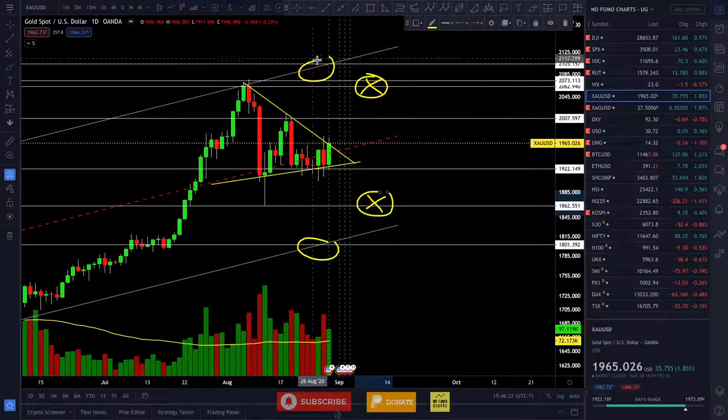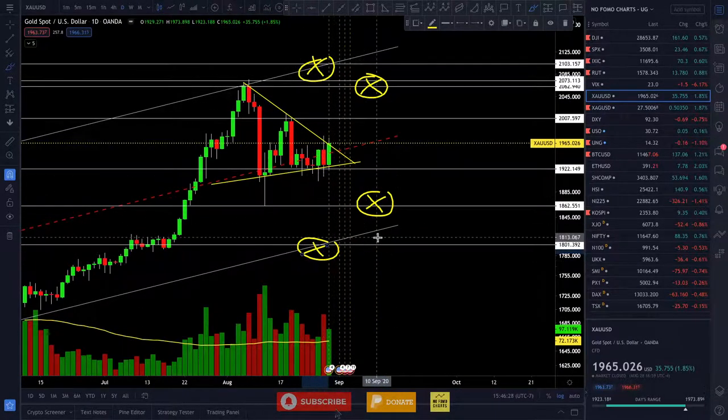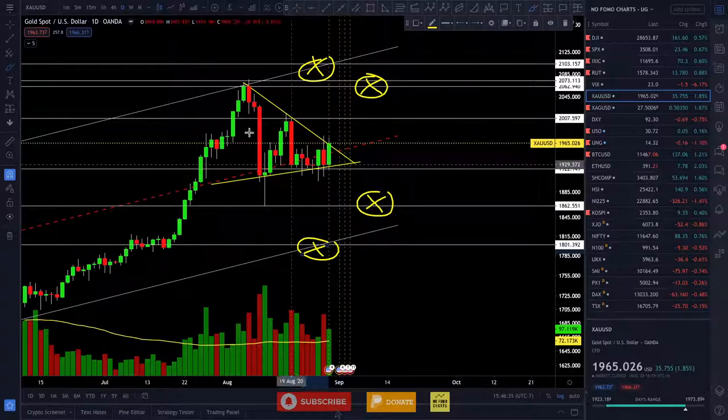And then these two original circles, this is the top of the channel. You see this channel? So 2100 and the bottom here is 1800. So now we have two targets on top, two targets on bottom. And that's basically what we need to see happen, okay? Losing a little bit of momentum, but it's still in its uptrend.